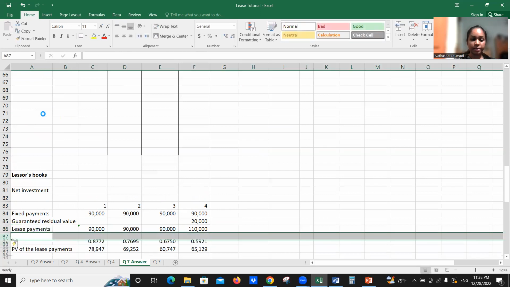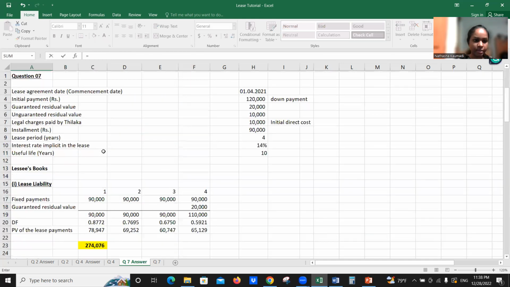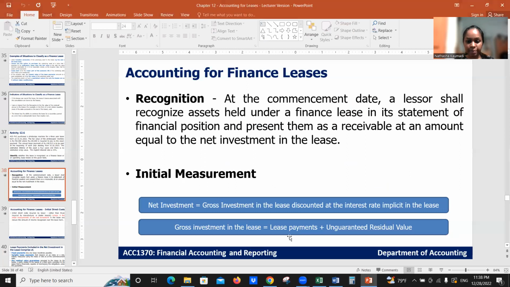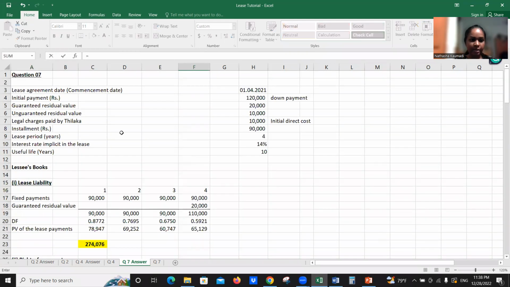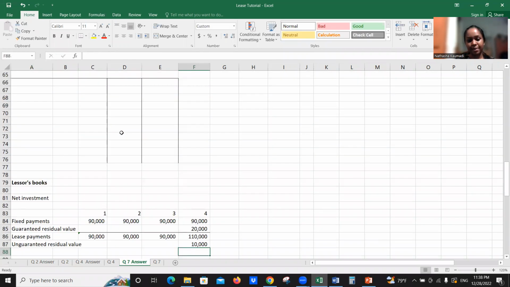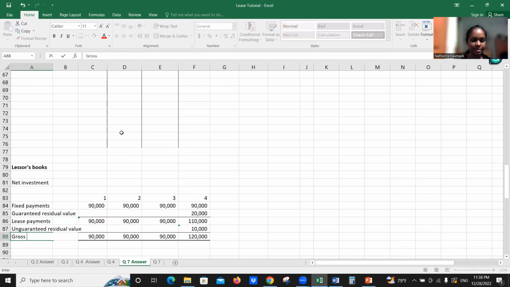Now apart from the lease payments, you have to take what? Unguaranteed residual value. Lease payments plus unguaranteed residual value, no? This value also you will be receiving at the end of the lease period. So in the fourth year, that is the end of the lease period, the unguaranteed residual value would be 10,000. Now take the total. 90,000, 90,000, 90,000, 120,000. This is what you call gross investment. Gross investment equals lease payments plus unguaranteed residual value.